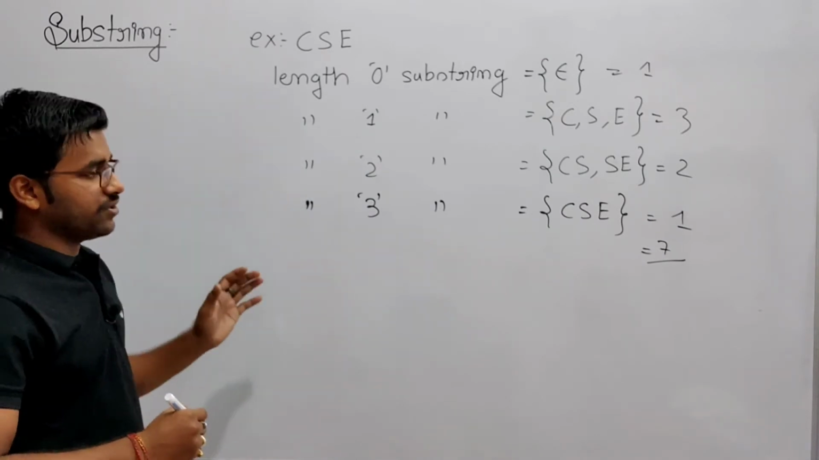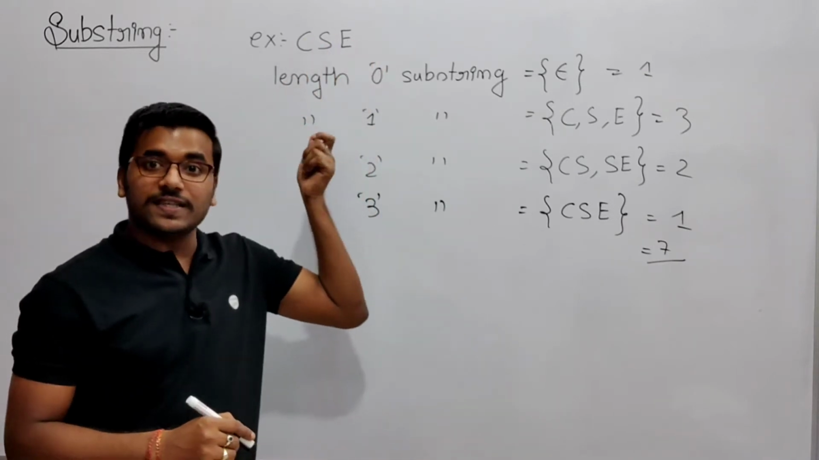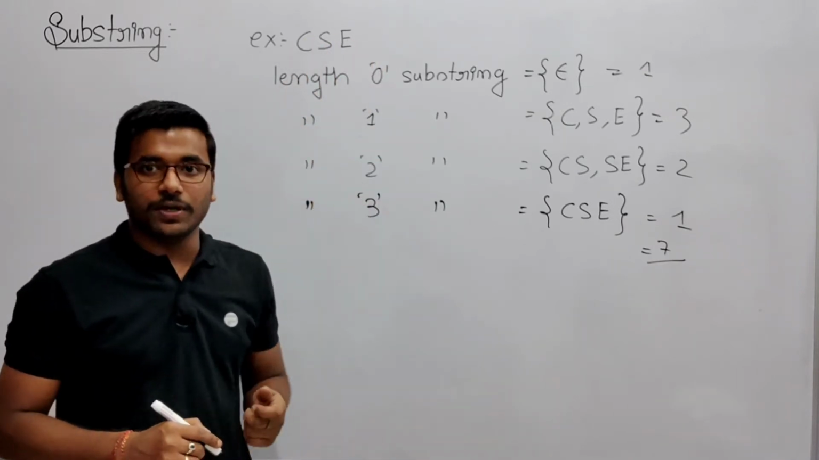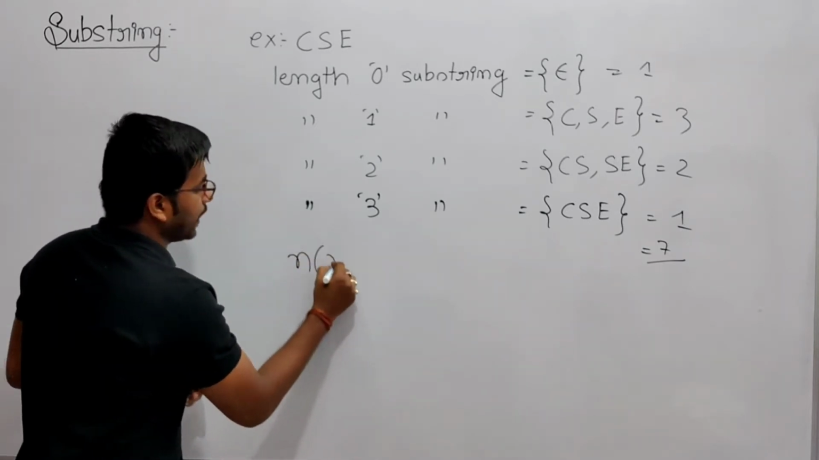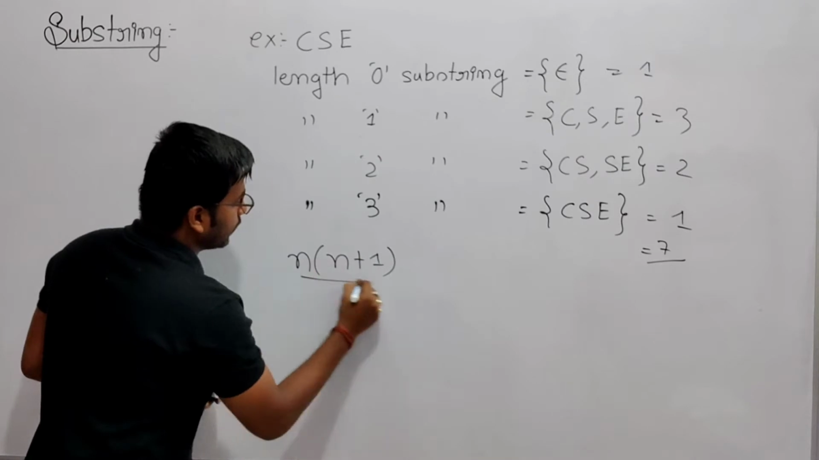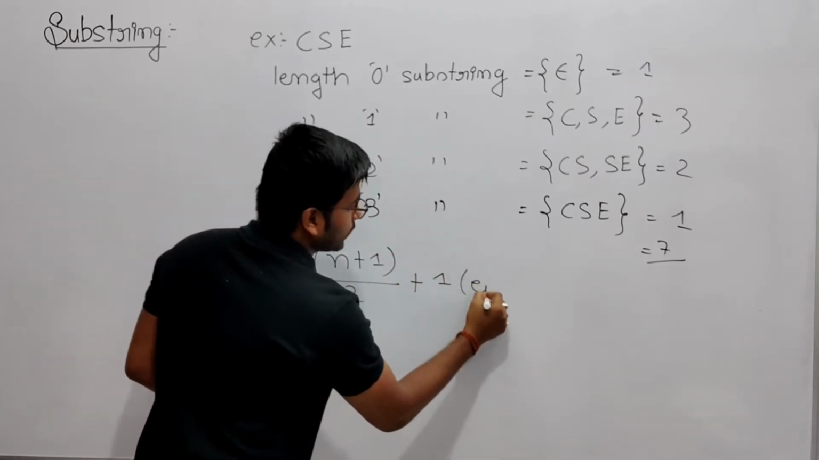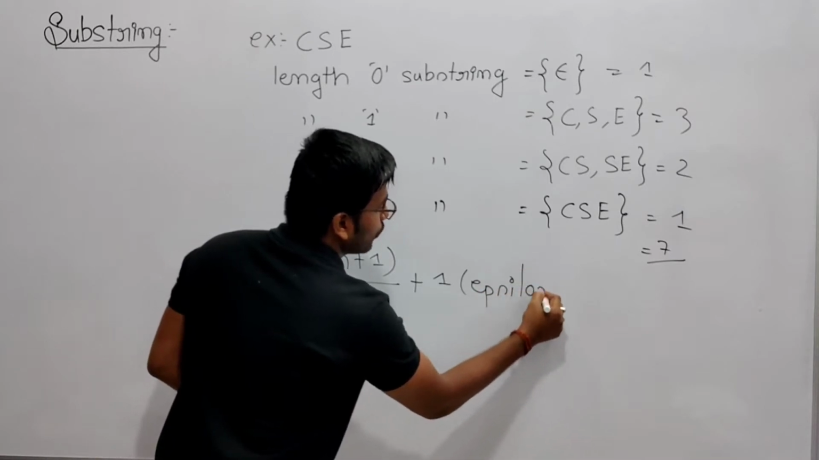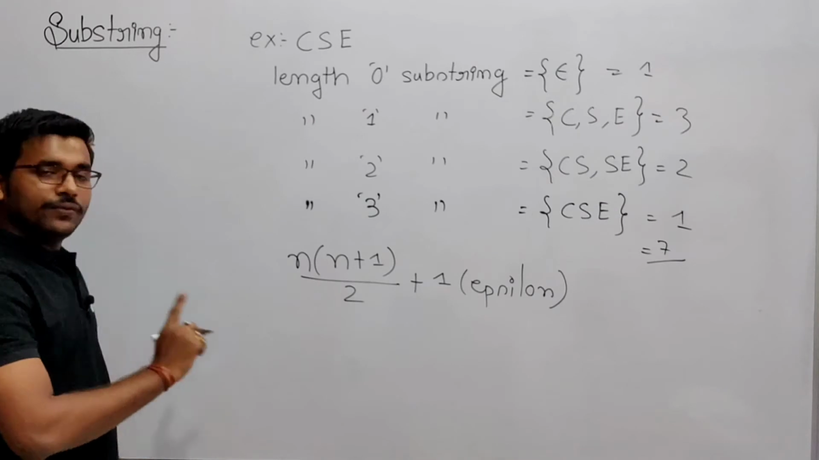So for this kind of string, when there is no repetition, see here, there is no repetition in the symbols. When there is no repetition in the symbols, then we have a direct formula. That is n into n plus 1 by 2 plus 1. Plus 1 is for epsilon, because epsilon is also a substring of every string.